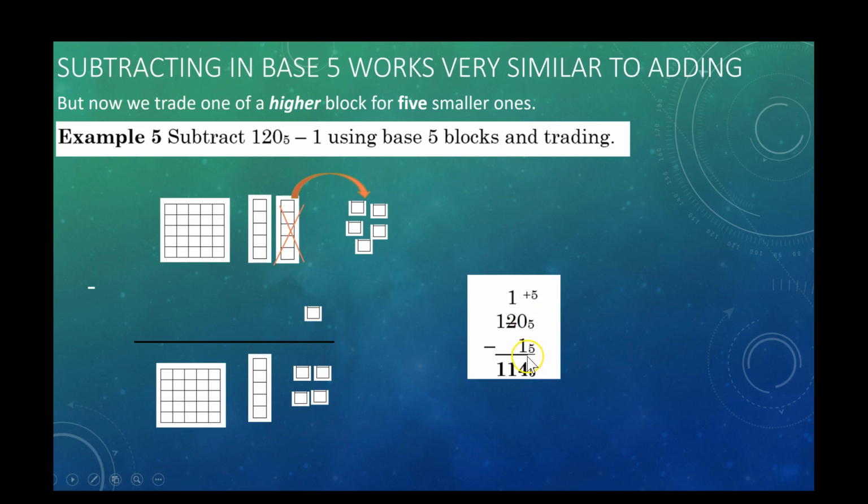We can't do 0 minus 1 unless we go into negative numbers, right? So otherwise, 0 minus 1, we need more in the ones place. So we take one of these rods and we use it to add 5 to the ones place. 5 minus 1 is 4. 1 minus nothing is 1. So we have 1, 1, 4 as our answer.